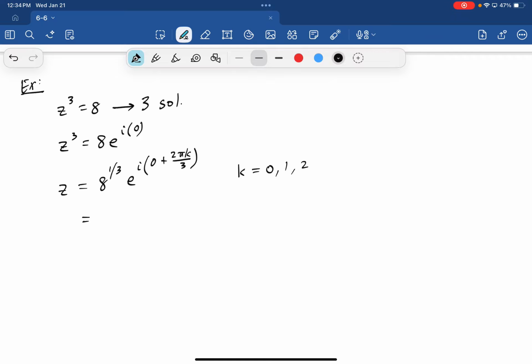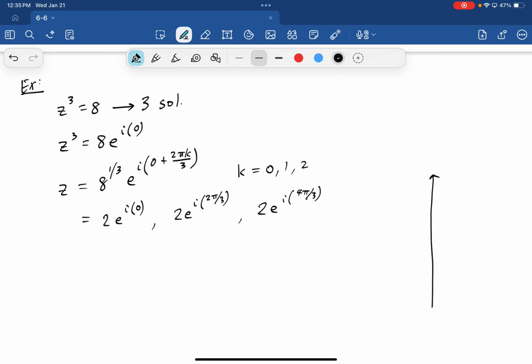So 8 to the power of 1/3 is 2. And so we have 2 times e to the power of, let's do k equals 0 first. If k is 0, then our angle is 0. So that's one solution. Our second solution is when k equals 1, and that's going to be e to the power of i times 0 plus 2 pi over 3. And then our third solution is 2 times e to the power of i times 0 plus 2 pi over 3 times 2, when k equals 2. So our third angle is 4 pi over 3.